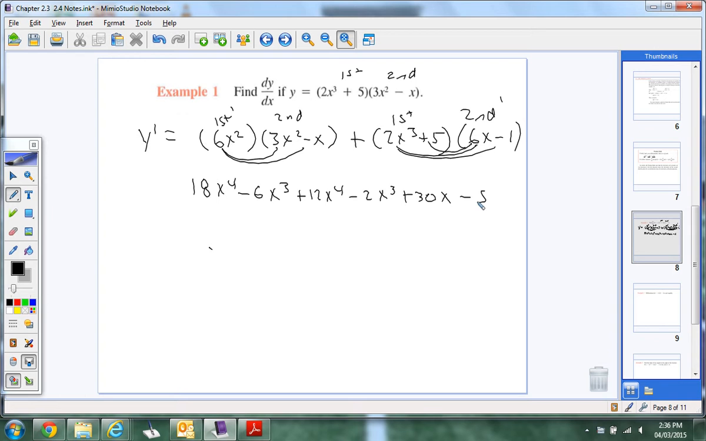I have an 18x to the fourth and a 12x to the fourth, so I have 30x to the fourth. I have a negative 6x cubed and a negative 2x cubed, a negative 8x cubed. And then we have the 30x and the minus 5. So that is y prime, the derivative of the function above. You're going to do it so much that you don't have to memorize it: derivative of the first times the second, plus the second times the derivative of the first.